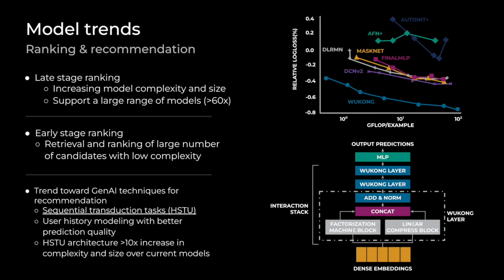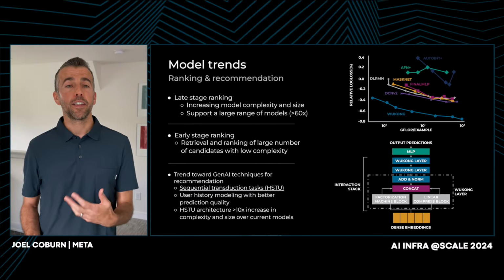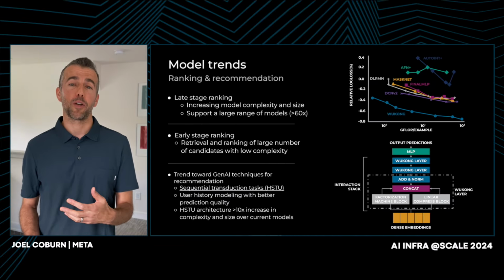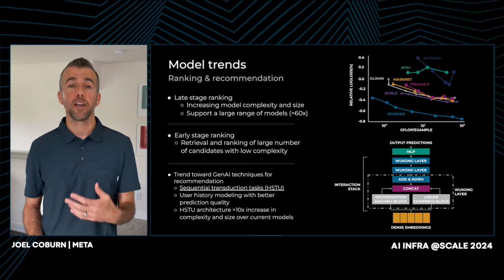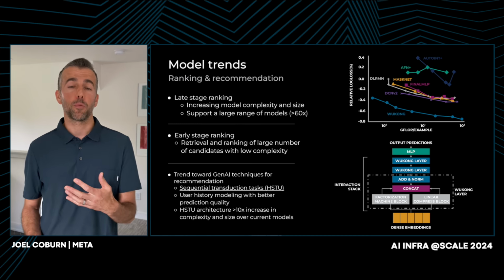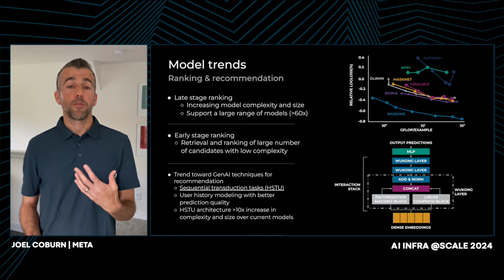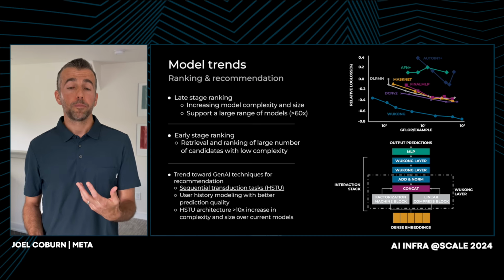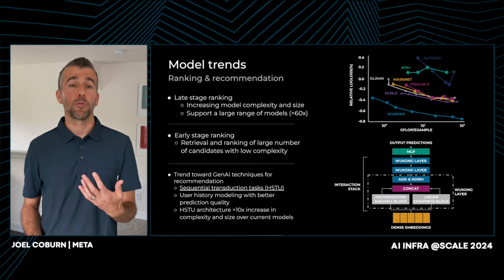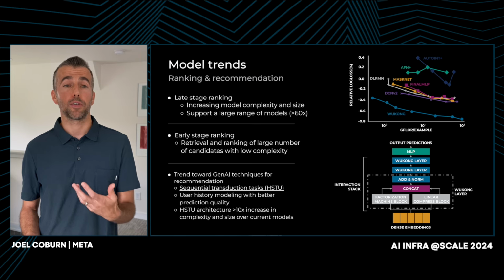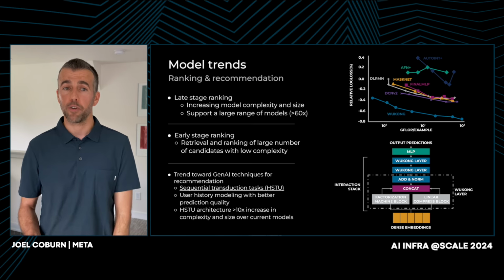We also are seeing a lot of accelerator demand for early stage ranking. This is where we do retrieval and ranking of a large number of candidates for the late stage, and the models tend to be very low complexity and high throughput. And then finally, we see a trend toward Gen AI techniques for recommendation models, so this is even more demand. Sequence-based models with transformer-like architectures can provide better prediction quality here. For example, the HSDU architecture at Meta does this, but it has over a 10x increase in complexity and model size compared to our state-of-the-art late-stage ranking.